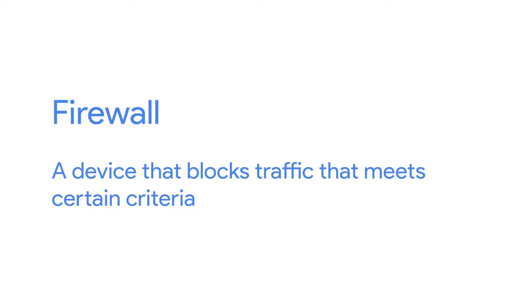You know what network device we haven't mentioned that you're probably super familiar with? A firewall. A firewall is just a device that blocks traffic that meets certain criteria. Firewalls are a critical concept to keeping a network secure, since they're the primary way you can stop traffic you don't want from entering a network.